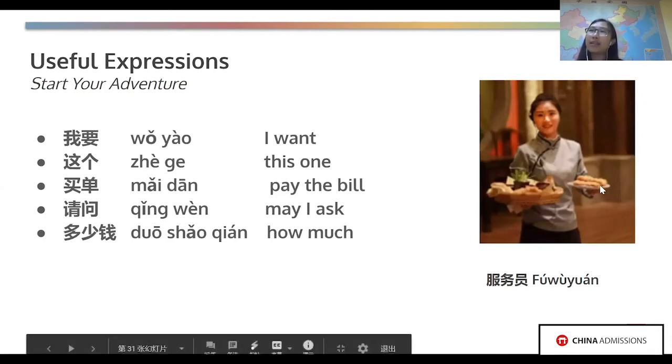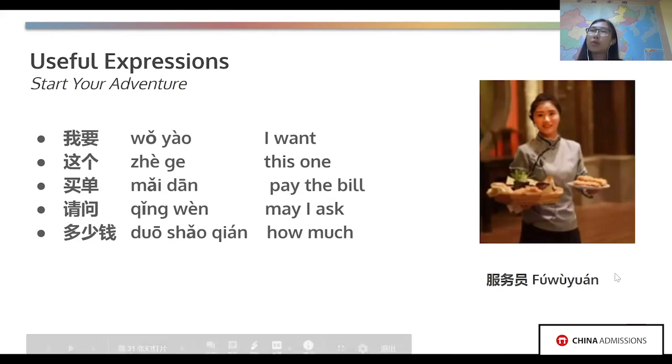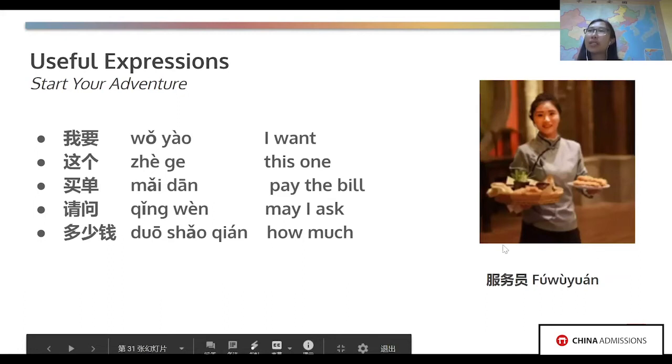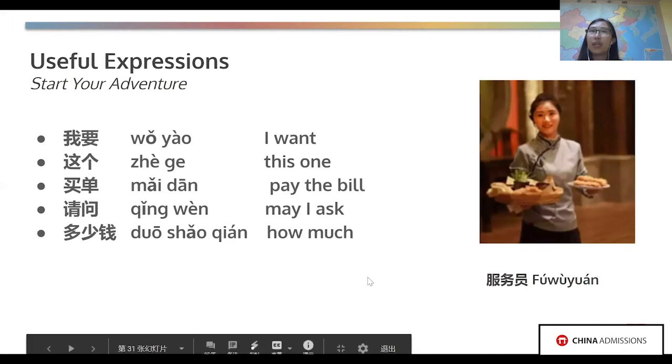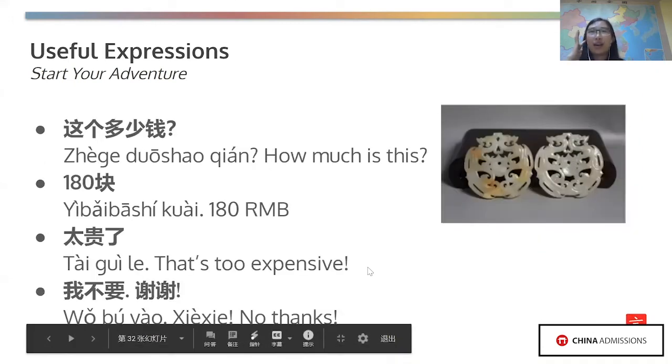Okay, and here is an important word. If you want to get the attention of the waiter or waitress, you can say 服务员, it means waiter or waitress. So you can say, hey waiter, I want to pay the bill. You can say 你好,服务员,买单.